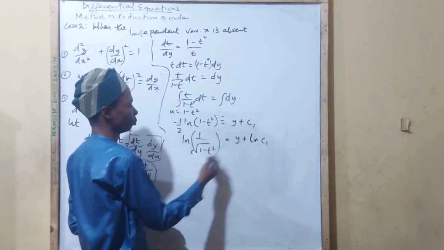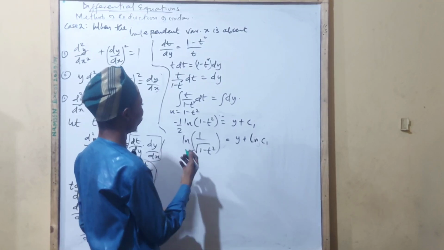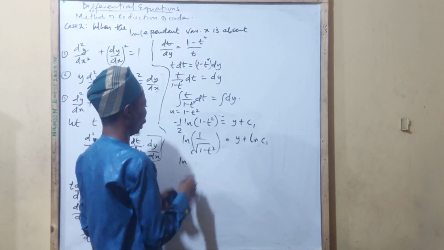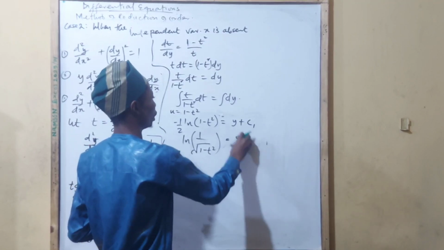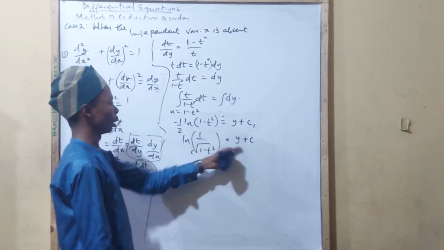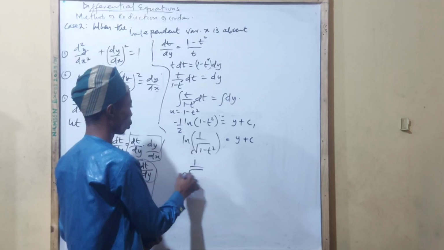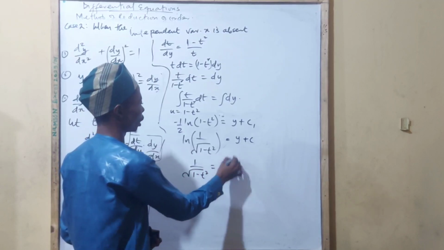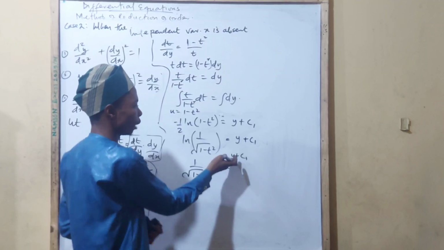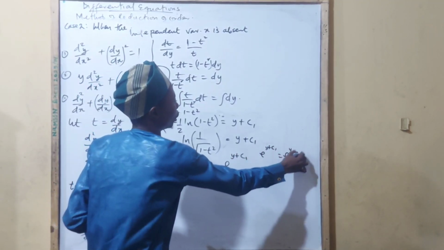So collect like terms. Well, we can actually do it without using the logarithm. Take the antilog of both sides. If I take the antilog of both sides, we are going to have 1 over square root of 1 minus t squared equals e raised power y plus c1, right? If I take e of both sides, you know from indices that e raised power y plus c1 is like e raised power y times e raised power c1.